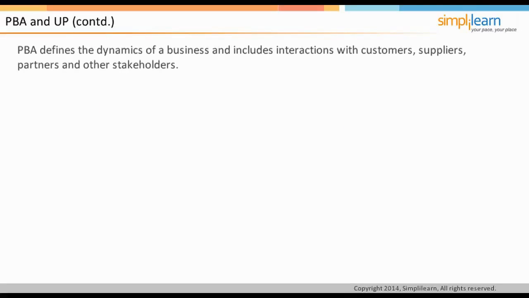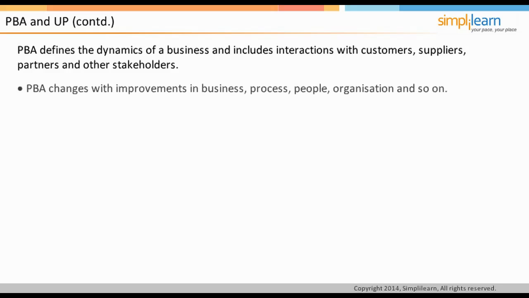Business activities drive demand for services. Customer assets such as people, processes, and applications generate PBA. PBA defines dynamics of a business and include interactions with customers, suppliers, partners, and other stakeholders. Services often directly support PBA. These patterns of business activity can change over time with changes and improvements in business, process, people, organization, applications, and infrastructure. PBAs are placed under change control.